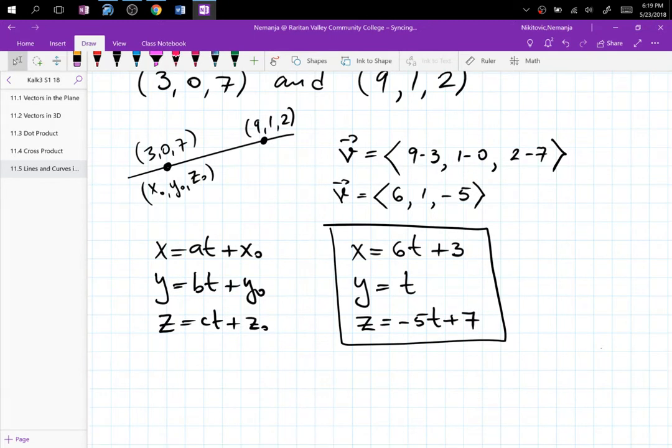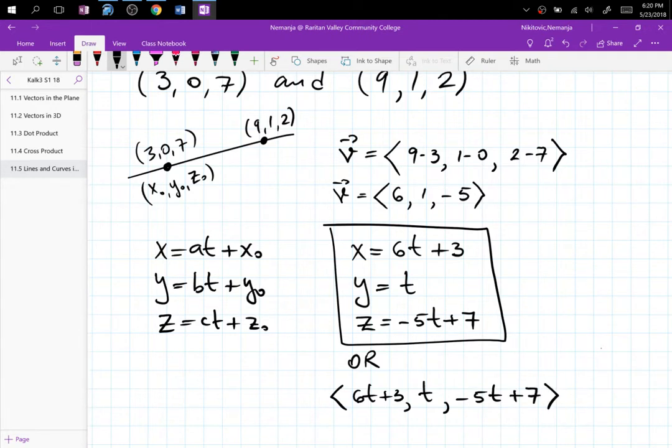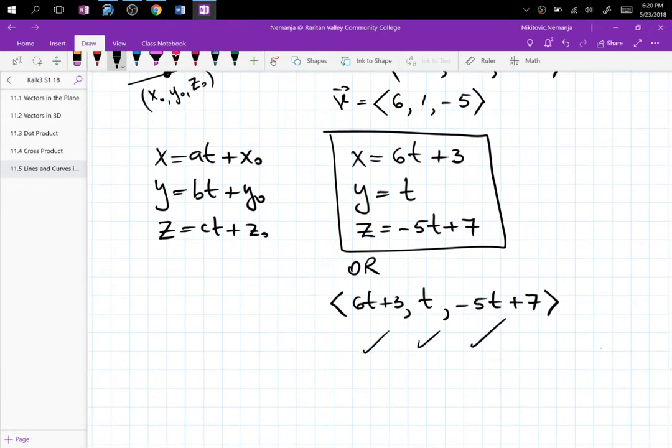Another way to represent the solution would be to put all of these in the vector function, which is 6t plus 3, comma, t, comma, negative 5t plus 7. One equation for x, one equation for y, and one equation for z. And as you can see, all of these are linear, which screams this is a linear function.